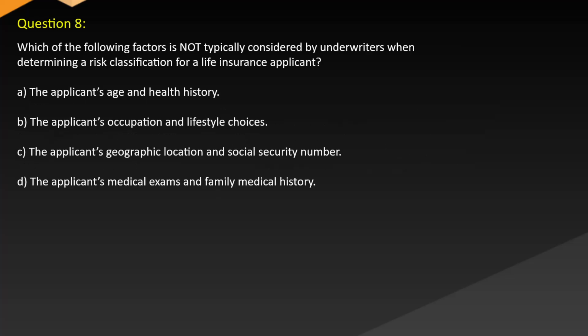Question 8. Which of the following factors is not typically considered by underwriters when determining a risk classification for a life insurance applicant? A. The applicant's age and health history. B. The applicant's occupation and lifestyle choices. C. The applicant's geographic location and social security number. D. The applicant's medical exams and family medical history.